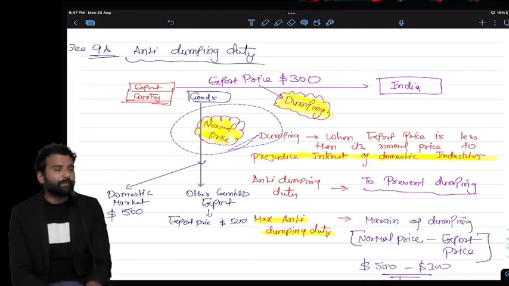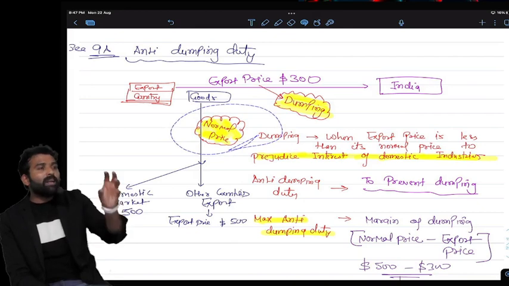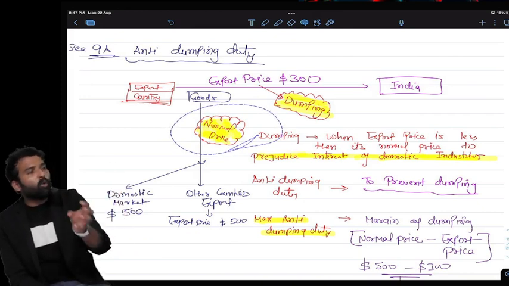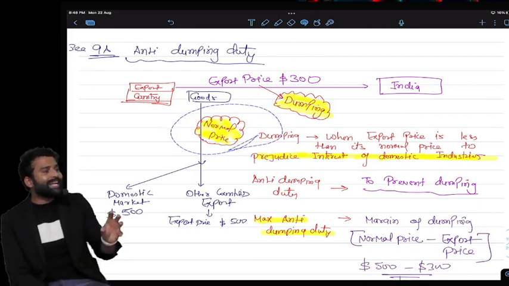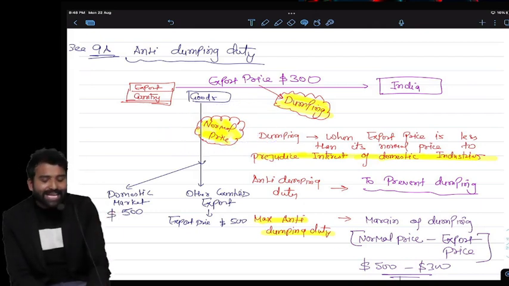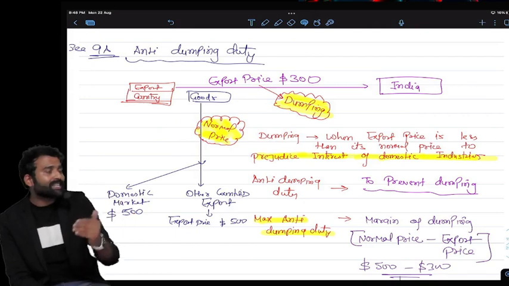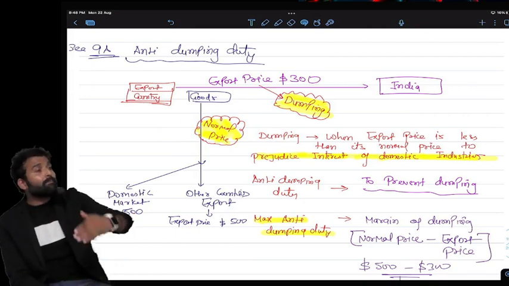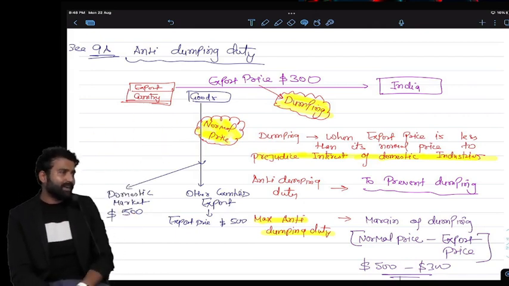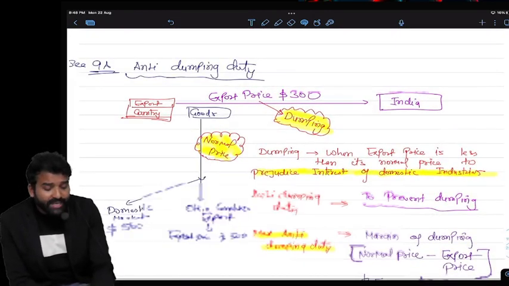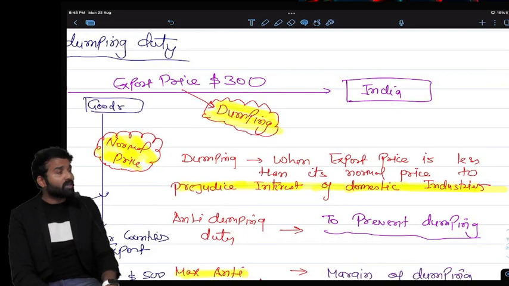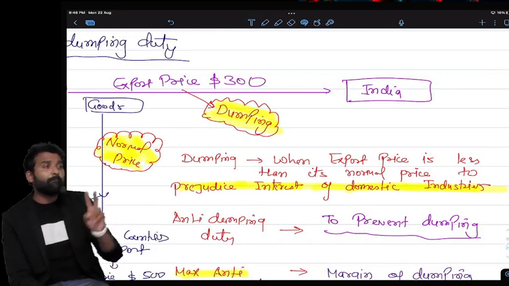That is called dumping. उस प्रोडक्ट की नॉर्मल प्राइस से इंडिया को बहुत कम कीमत पे कोई मैन्युफैक्चरर माल बेच रहा है. Somebody is selling at a very low price, less than the price they are asking from any other country, less than the price they are selling in their domestic market. In their domestic market, they are selling it for $500. In India, they are exporting it for $300. So they are basically dumping in India.